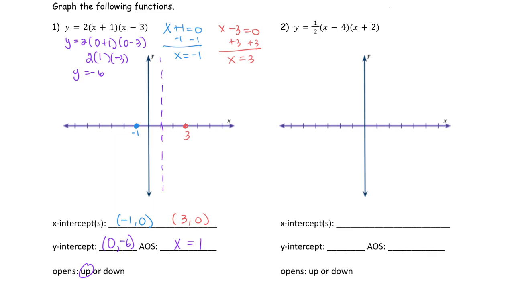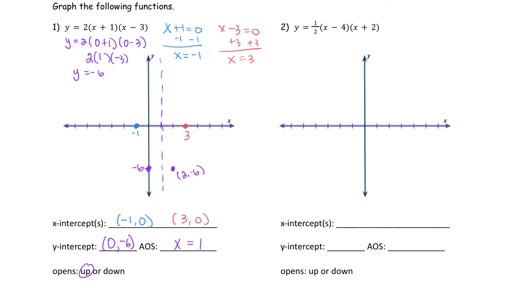And so we can plot that. I'm just going to roughly say that that's about right here. And so we put a point here. And with our axis of symmetry, what that tells us is there is going to be a point that is equidistant away over here. So it has a mirror point. So really, this point right here would be at 2, negative 6. And this point right here, the y-intercept, is 0, negative 6.